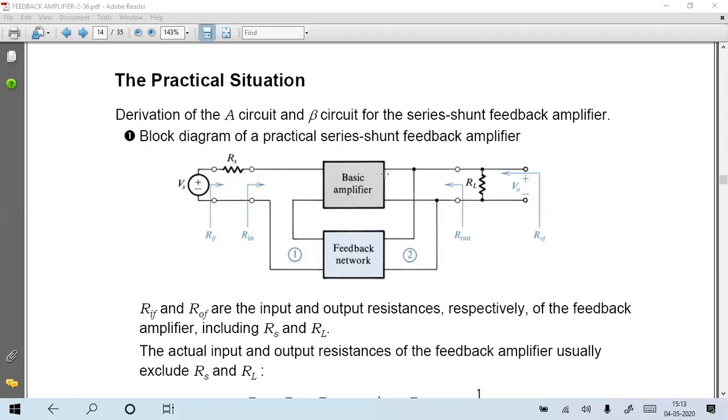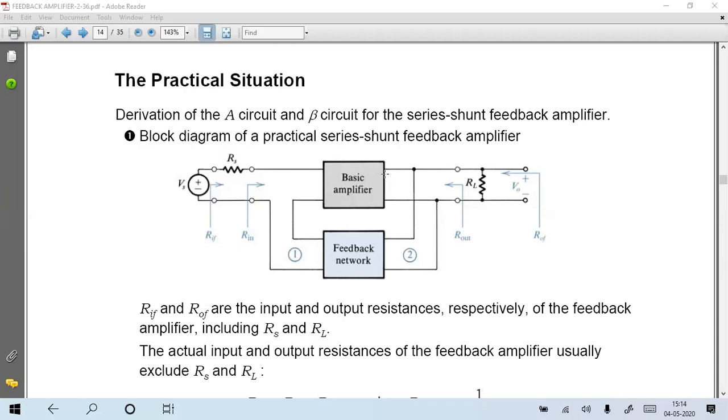What is the relationship between the open loop amplifier input resistance and the feedback amplifier input resistance? What is the relationship between the open loop amplifier output resistance and the feedback amplifier output resistance? Previously we considered the ideal case.